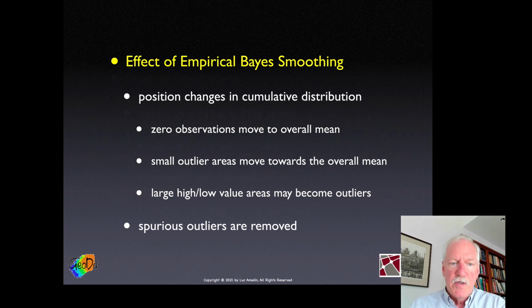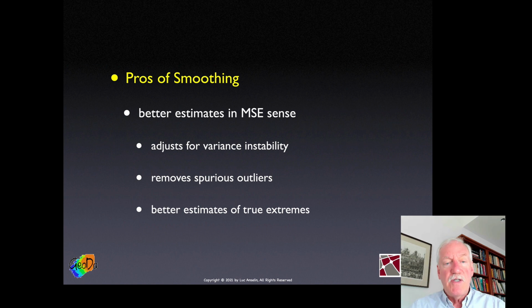So what's good about smoothing? Actually, smoothing is quite a topic of quite some debate. So what's good about it? You get better estimates in a mean square error sense, where we're adjusting for the problem of variance instability. We get true outliers, we get rid of spurious outliers, and so overall our estimate of the ranking of the observations is better in a mean squared error sense. So we're giving up the unbiasedness in favor of greater overall precision. That's the bottom line.